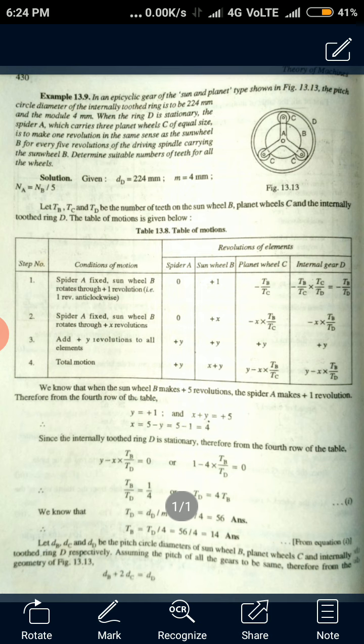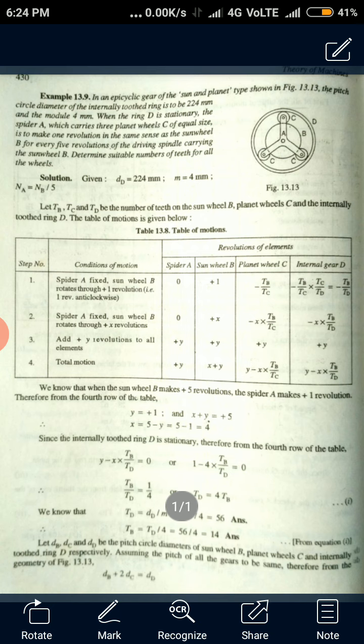When the ring D is stationary, that is a condition. The spider A, spider being nothing but the arm, which carries 3 planet wheels C of equal size, is to make one revolution in the same sense as the sun wheel B, the sun wheel in the center, makes 5 revolutions of the driving spindle carrying the sun wheel B. Determine the suitable number of teeth for all the gears.